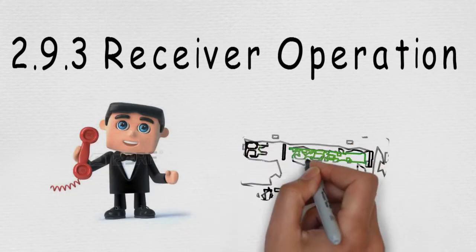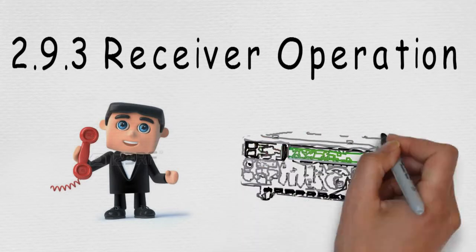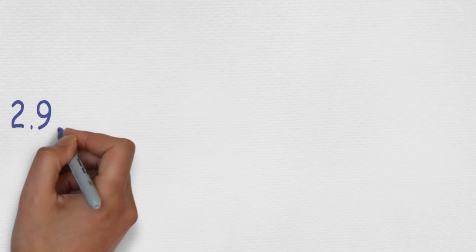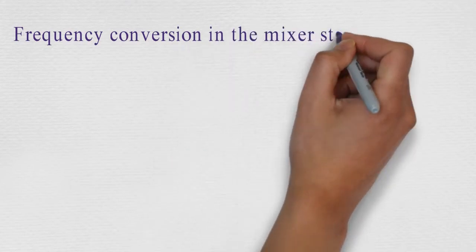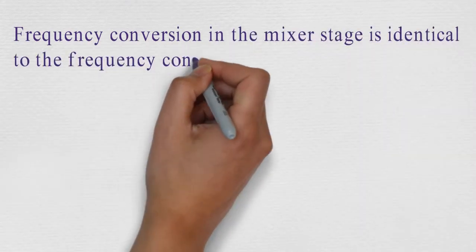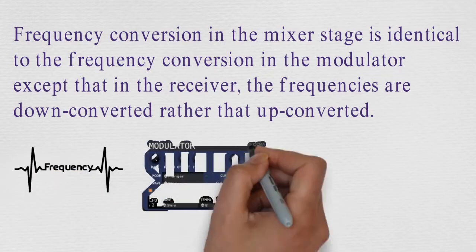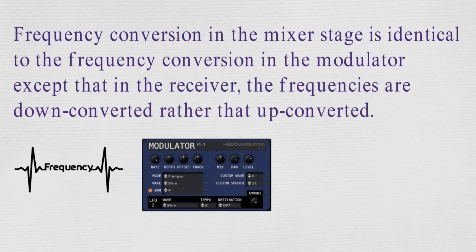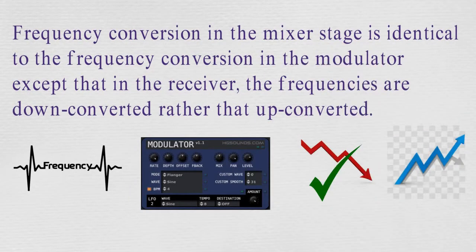Let us see how the receiver operates. What is frequency conversion? Frequency conversion in the mixer stage is identical to the frequency conversion in the modulator, except that in the receiver, the frequencies are down converted rather than up converted.